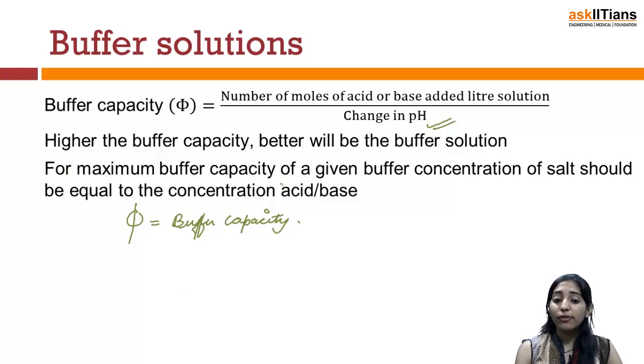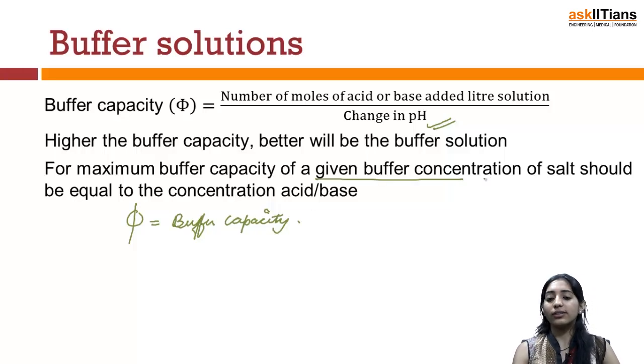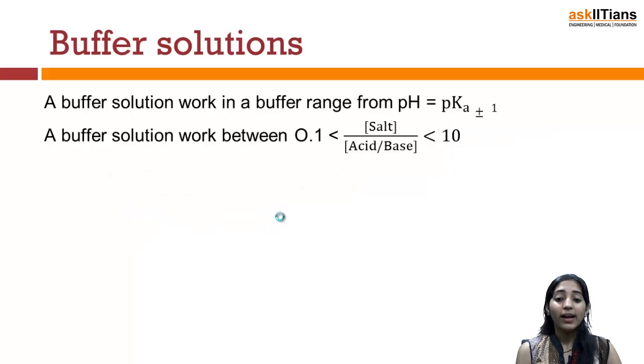For maximum buffer capacity of a given buffer, the concentration of salt should be equal to the concentration of the acid or the base which we are going to take. So we can say that a buffer solution will work in the buffer range from pH equal to pKa plus or minus 1.